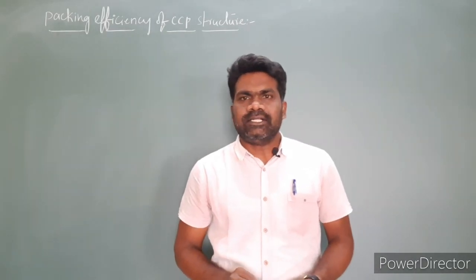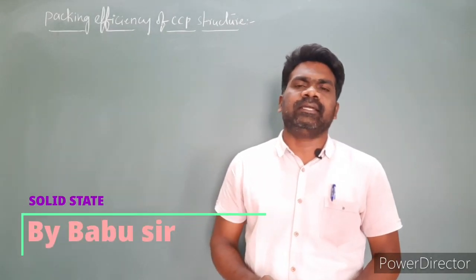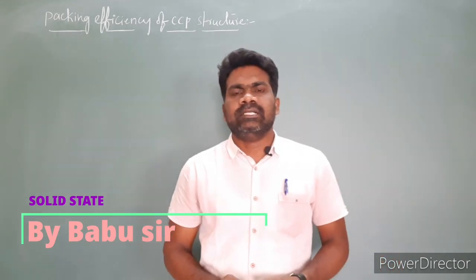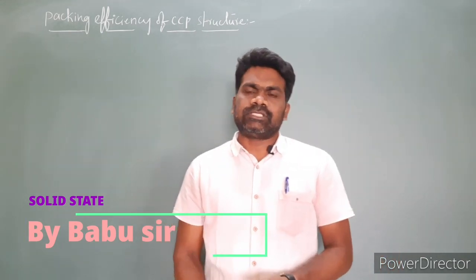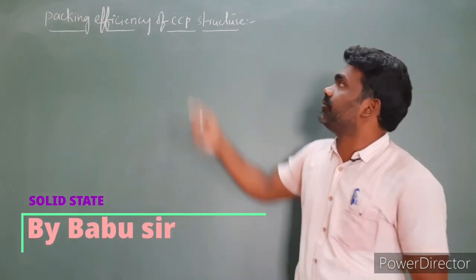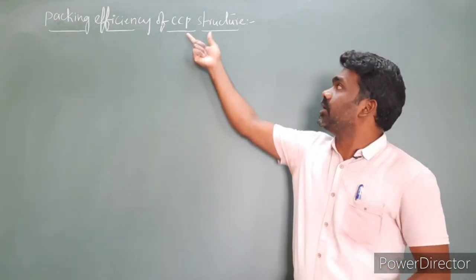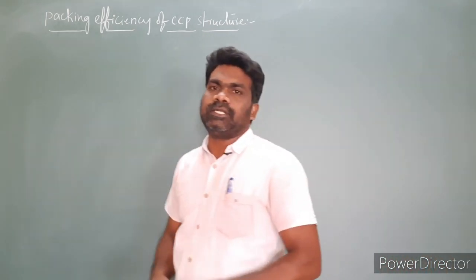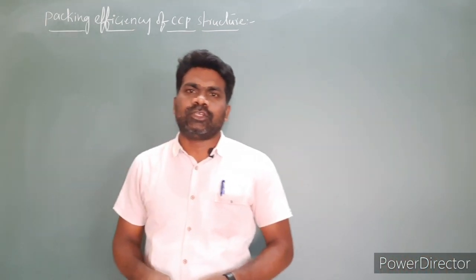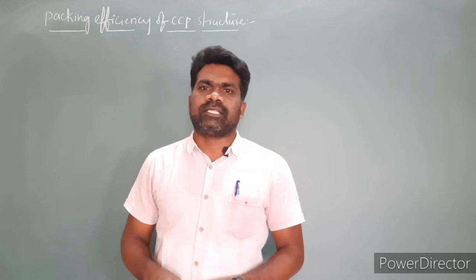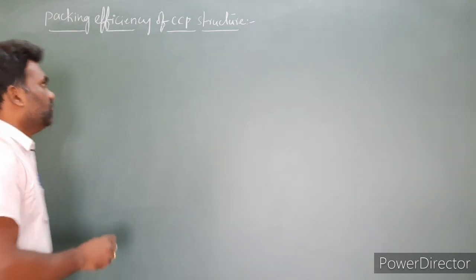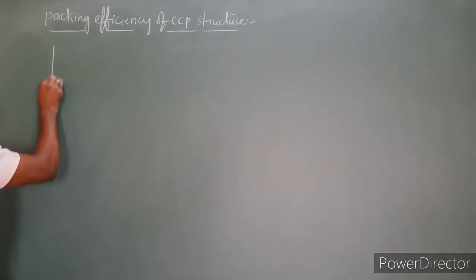In last class you learned packing efficiency and calculation of packing efficiency of simple cubic unit cell. Today's topic is packing efficiency of CCP structure. CCP means cubic close packing. It is similar to FCC, face centered cubic unit cell. So first let us draw the structure of FCC, face centered cubic unit cell.